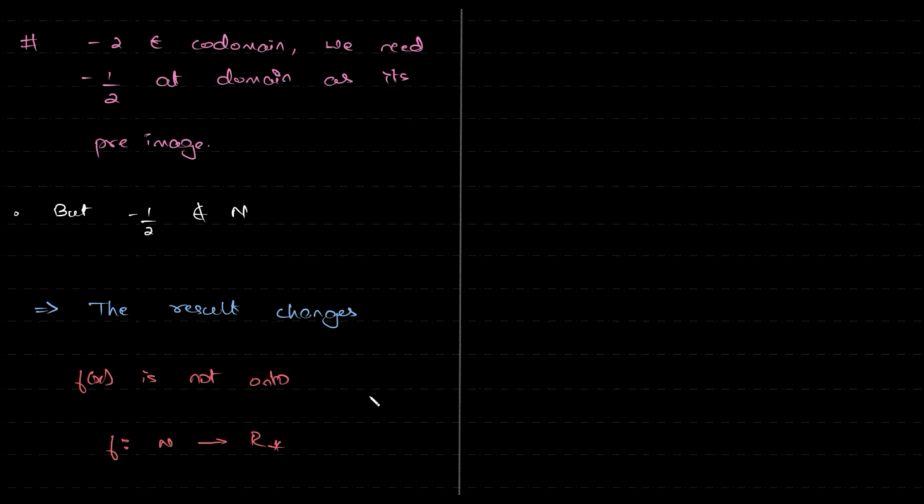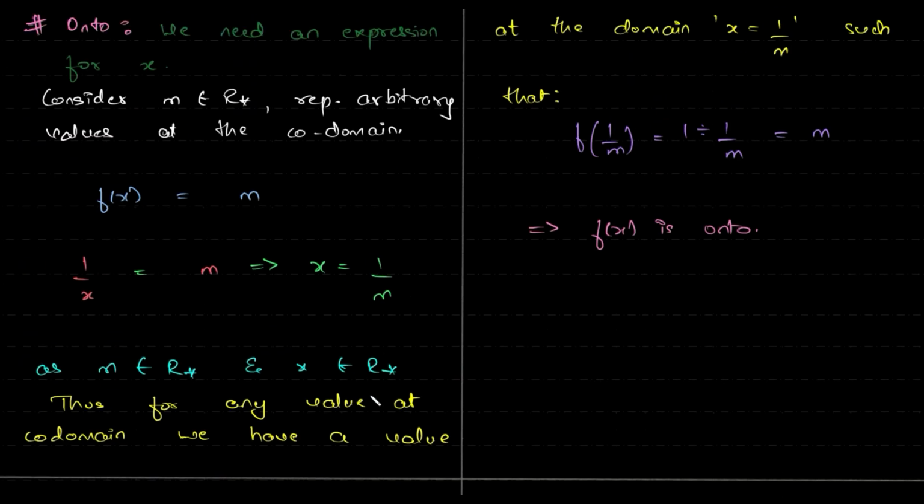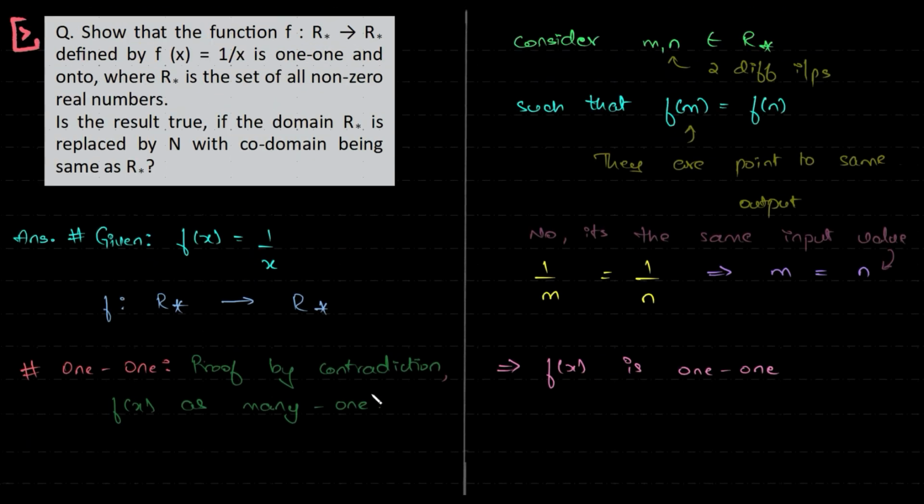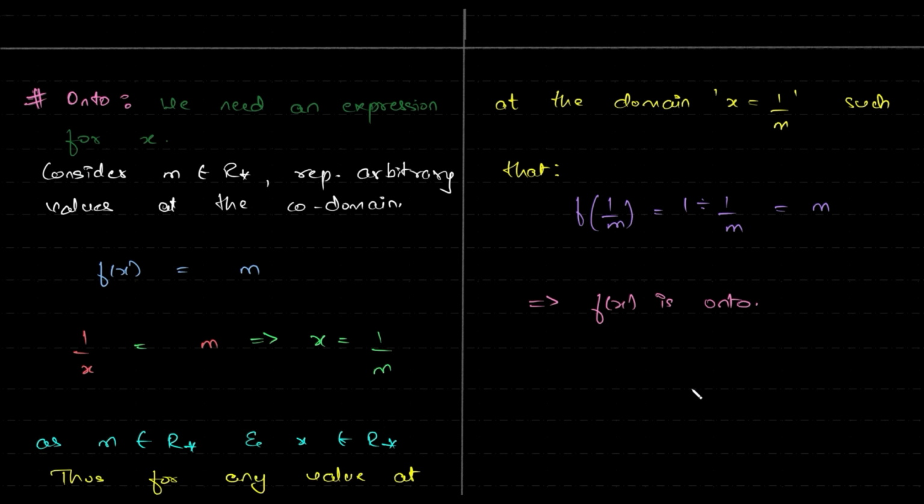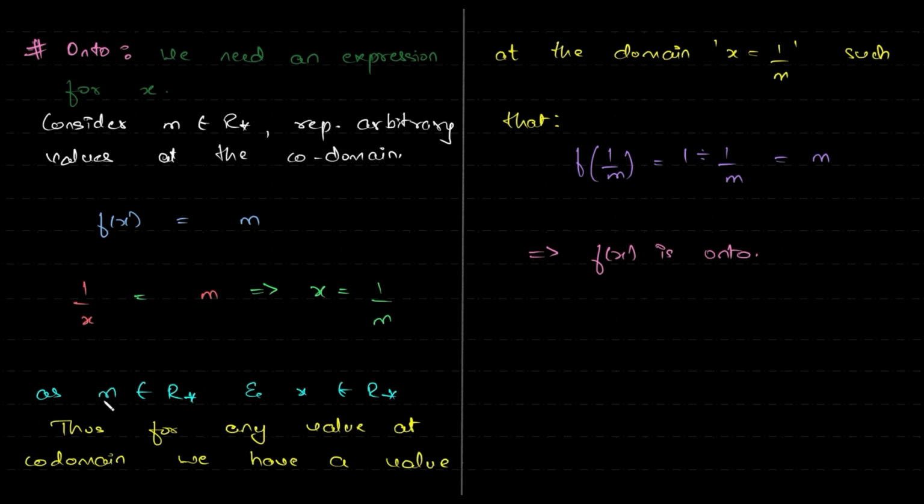Okay, so I hope you have a decent idea now. Part 1 is quite simple. It's proof by contradiction. For onto, the funda is you need an expression for x, and you basically have to write this in this manner and you're done. If you don't understand onto as of now, understand that we just have to express x in terms of m, and you are pretty much done.